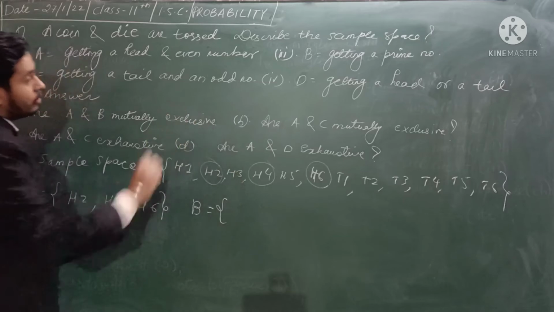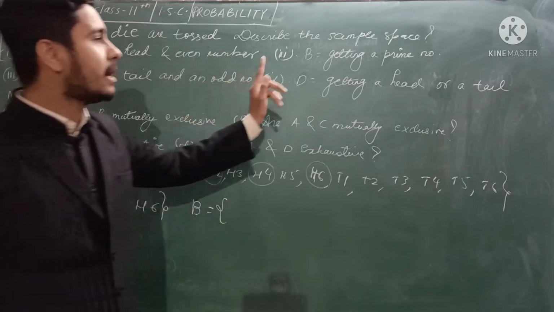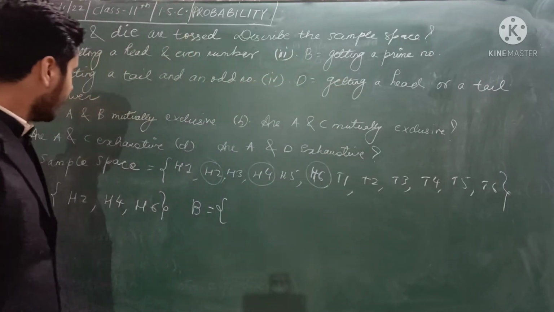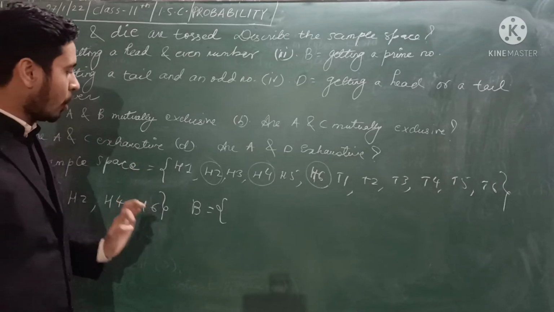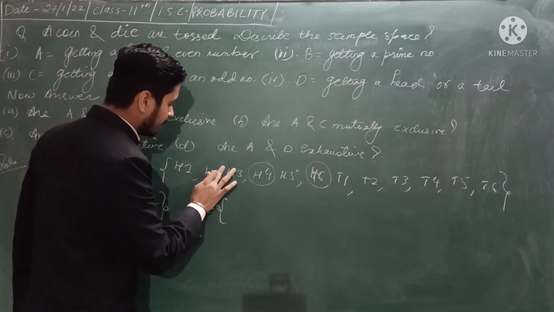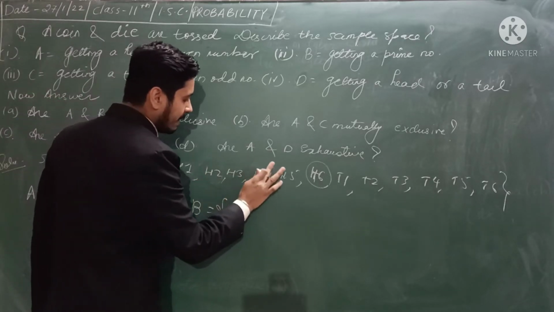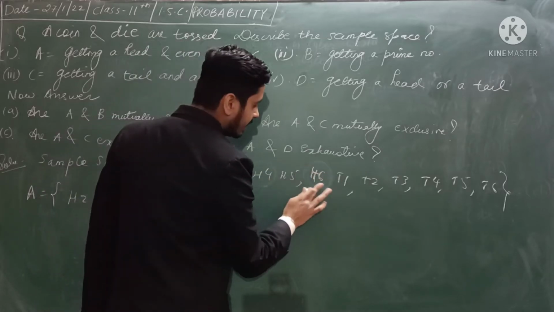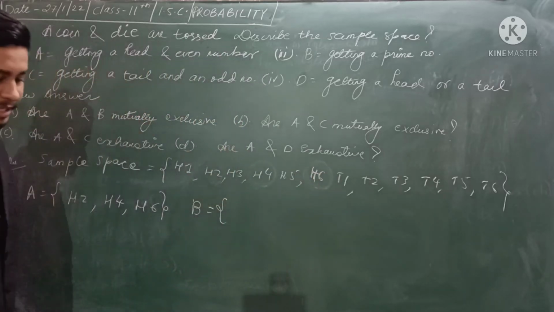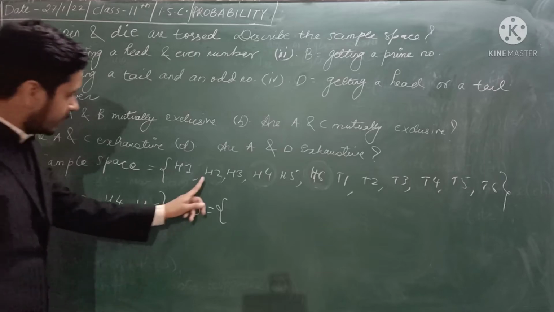Similarly, what will be B? Getting a prime number. As 1 is neither prime nor composite, we don't have to take it. So what all prime numbers do you have here? You have to write that. So what are they?